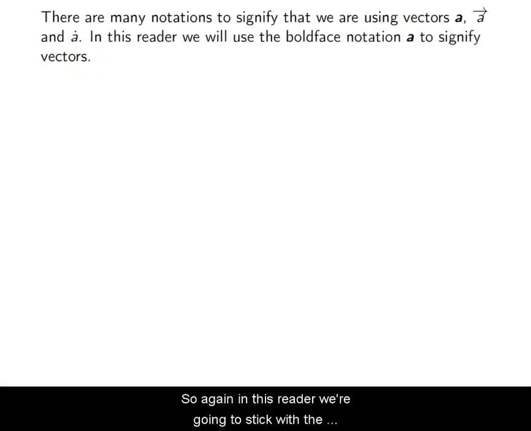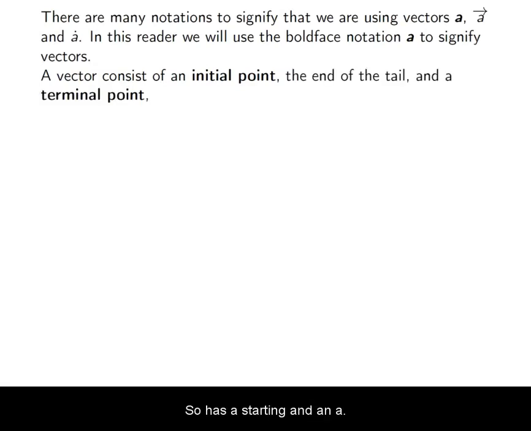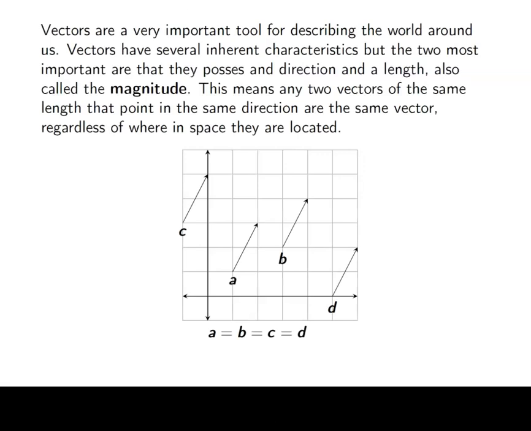Again, that's sort of a special notation, but it does represent a vector as well. Okay. So again, in this reader, we're going to stick with the boldface notation whenever we have a vector. So a vector has an initial point and a terminal point. Okay, so it has a starting and an end, and that is what tells us the direction, right? I start here and I end here, and I go from the start to the end, and that's where my arrow points in.